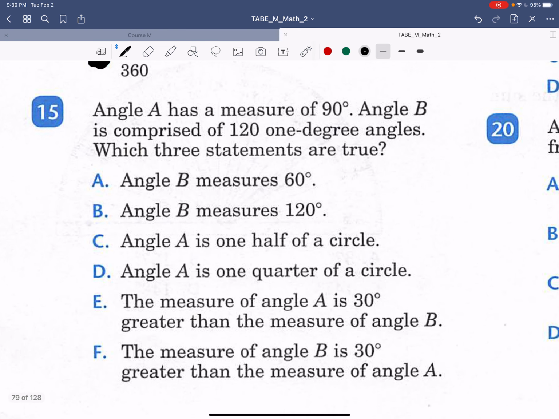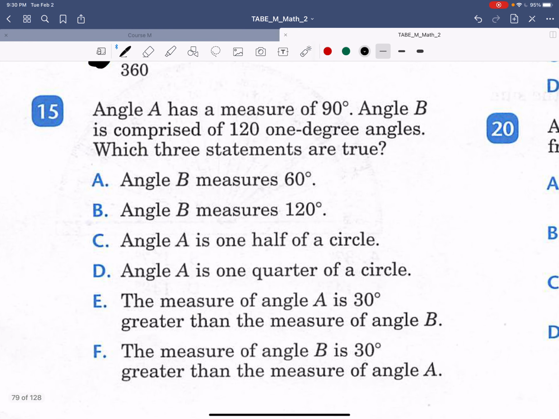Number 15. Angle A has a measure of 90 degrees. Angle B is comprised of 120 1-degree angles, so that's 120 times 1. Which 3 statements are true? Angle B measures 60 degrees. No. Angle B measures 120. Yes.